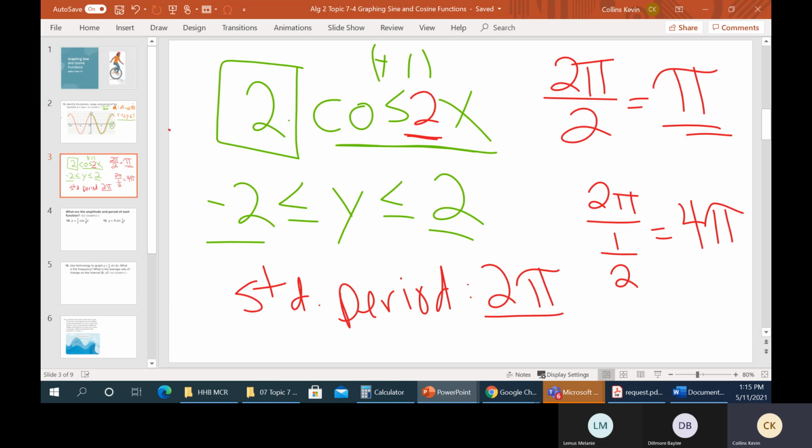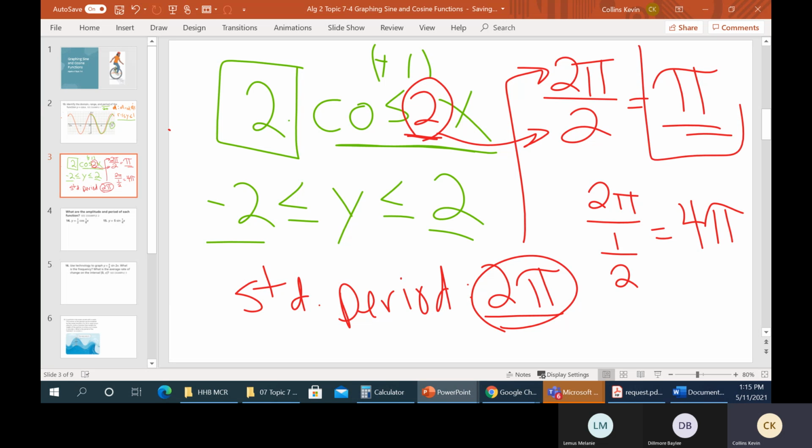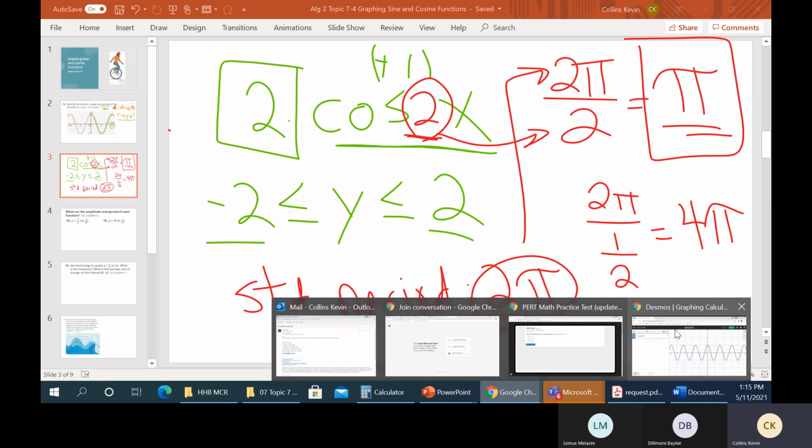So all you have to remember with this is that 2 pi is our standard. If there's any number in front of the x, whether it's a fraction, a decimal, or a regular number, we just take the standard period and divide it by the number in front of the x. And that will give you the period for that particular function. And that's what we saw once again when we were looking at the decimals.